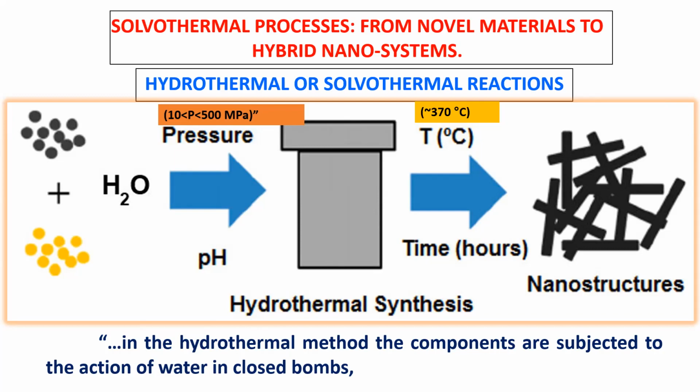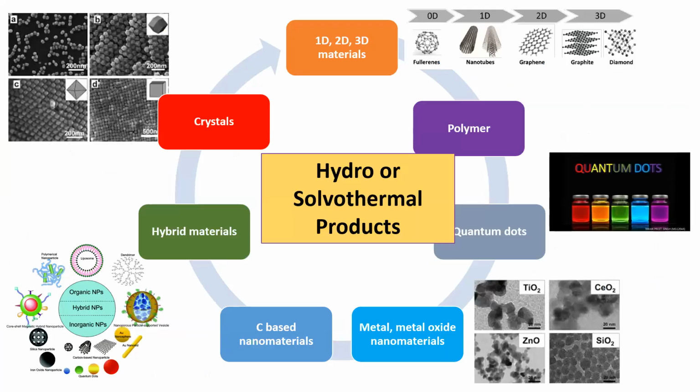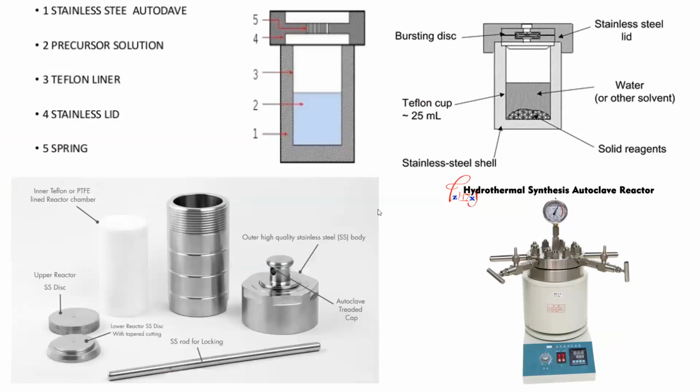This system is called hydrothermal synthesis, and we also have new materials, new composites in our lab for the solid phase extraction of traces of organic or inorganic materials. We can also combine different kinds of materials, including some crystals, polymers, quantum dots, carbon-based nanomaterials and other materials using the hydrothermal procedure. This is our hydrothermal processing unit.